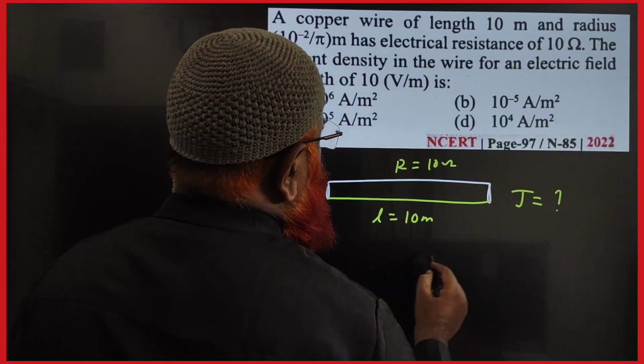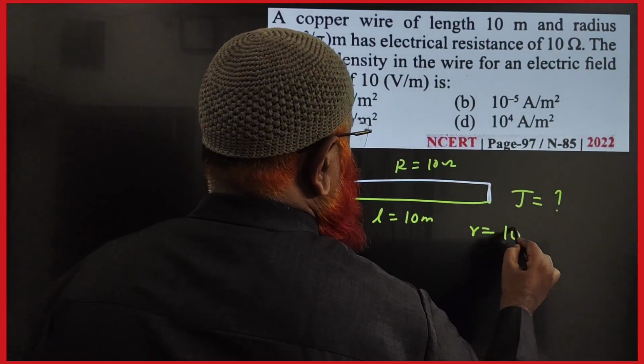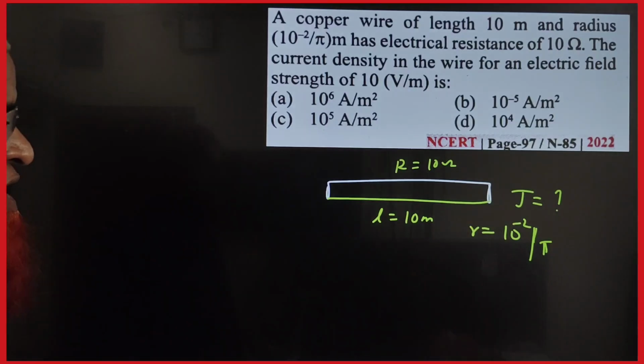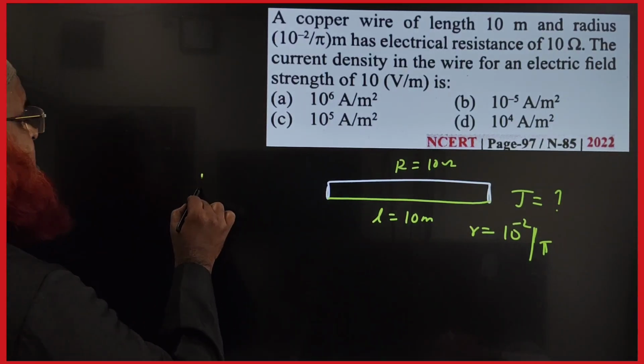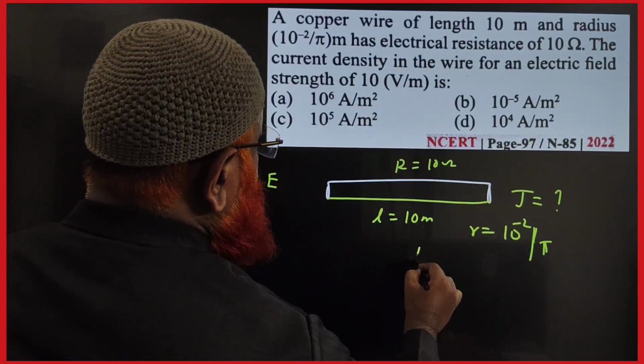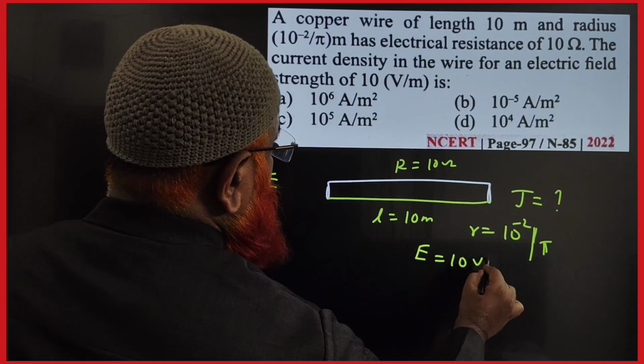And what is given here now? Radius is given. What is the radius here? 10 power minus 2 divided by pi, this is the radius. So he's asking us to find out the current density. What is the formula for current density? It is sigma E. Am I right? So E is also given. Electric field is also given. E is 10 volts per meter.